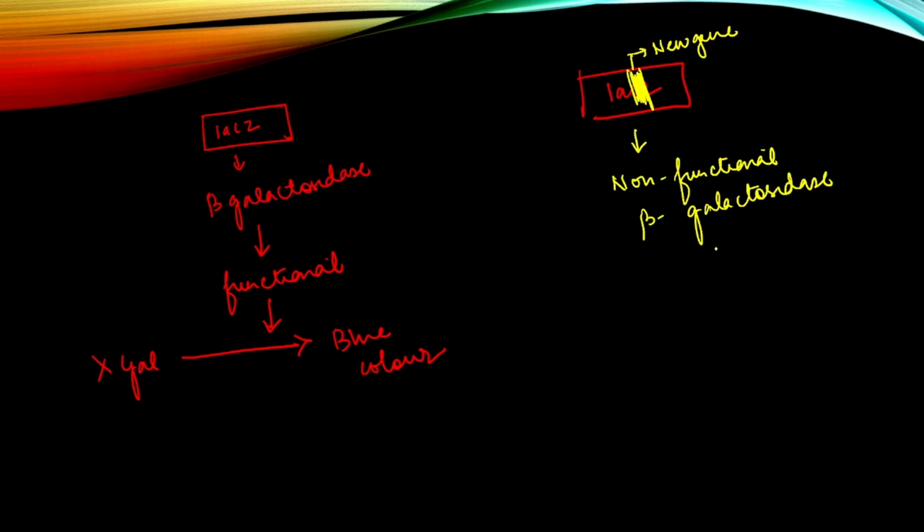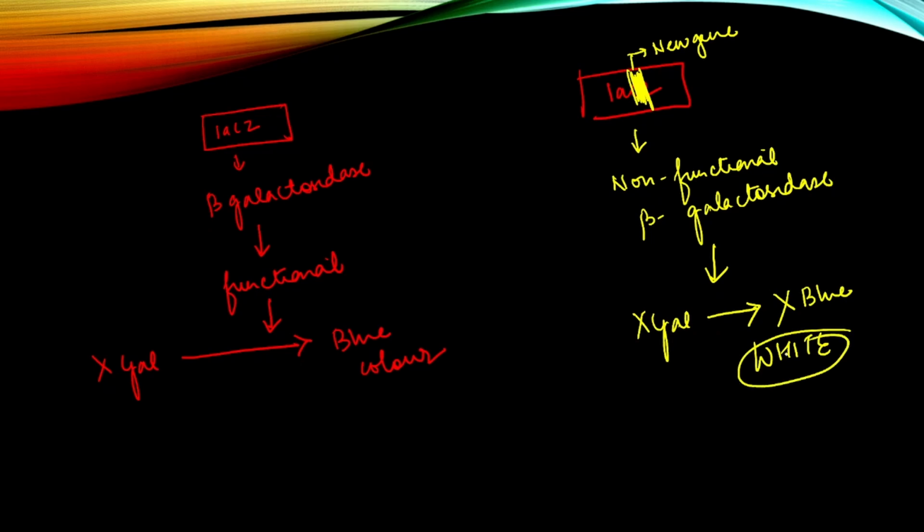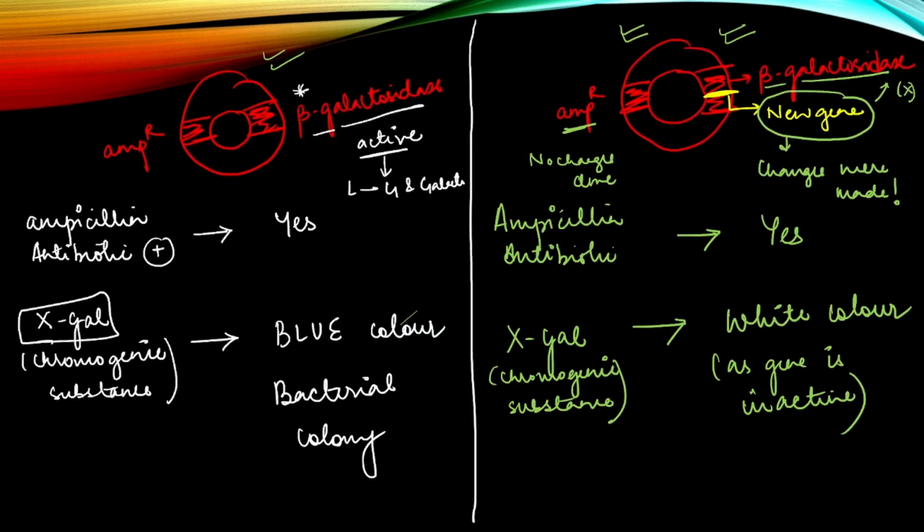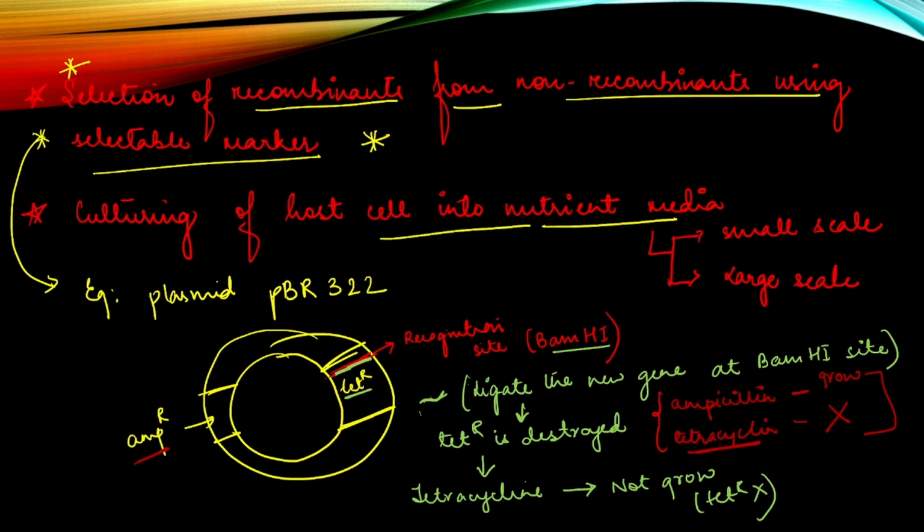So what will happen? X-gal will not give blue color. Instead it will give white color, right? This is what the image shows. Clear? So now we have seen how we will identify the recombinants from the non-recombinants, right?